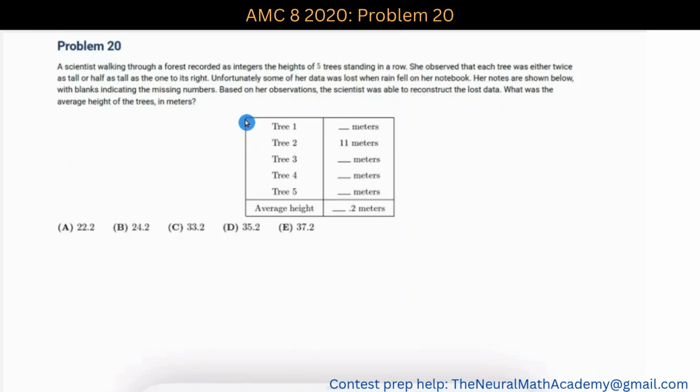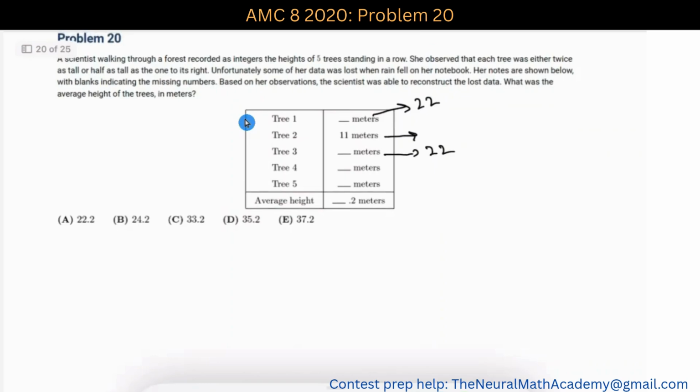So a couple of things that we need to keep in mind. The recordings were all integers. So based on that, if the number 2 tree is 11, then tree 1 should be 22, and tree 3 is also then 22. So now we can have multiple possibilities for tree 4. One of the possibilities for tree 4 is 44, or it can be 11.